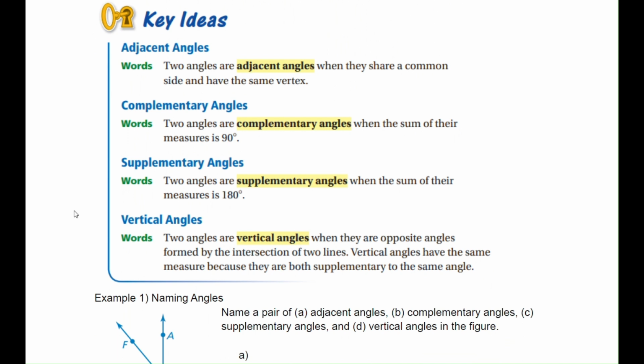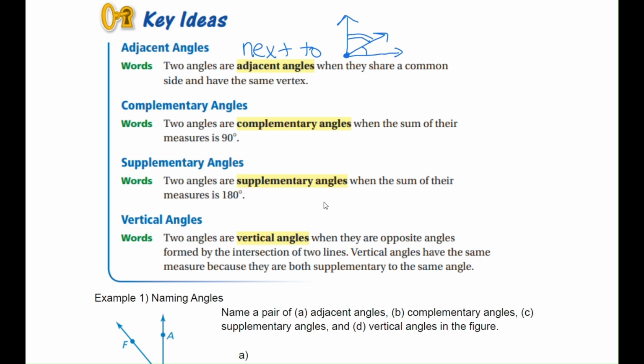The first we have is adjacent angles. Two angles are adjacent angles when they share a common side and have the same vertex. Basically this means that they are next to each other. If we look at a quick sketch, this angle here is right next to this angle here. They share the same vertex, and they share the common side here.